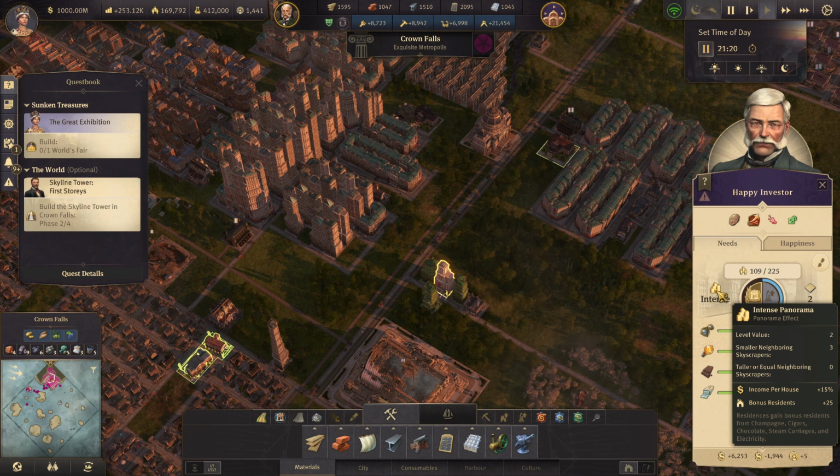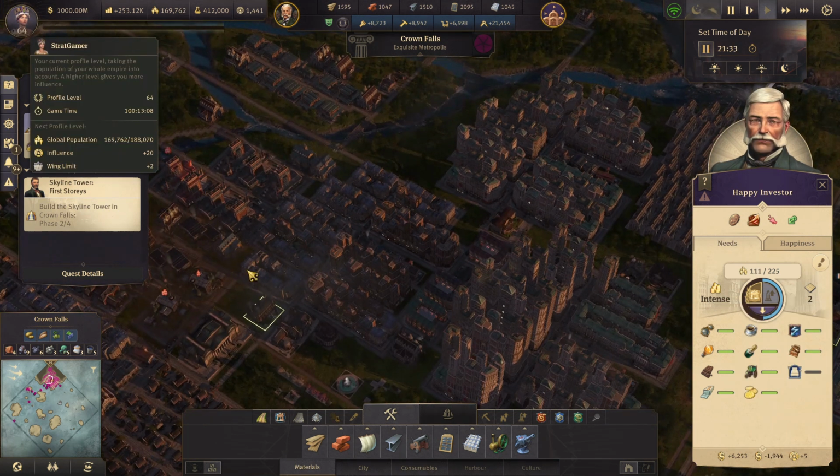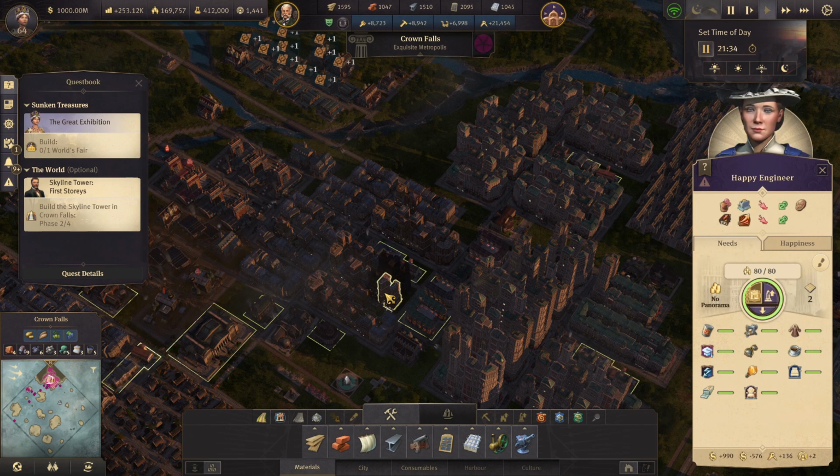But how do you get this 125? You don't get it sort of for free. You actually do need to provide resources. You can see them at the bottom. You basically get 25 residents if you provide champagne, then 25 if you provide cigars, 25 for chocolate, 25 for steam carriages, and 25 for electricity. It is worth noting that this is actually different for the engineers.